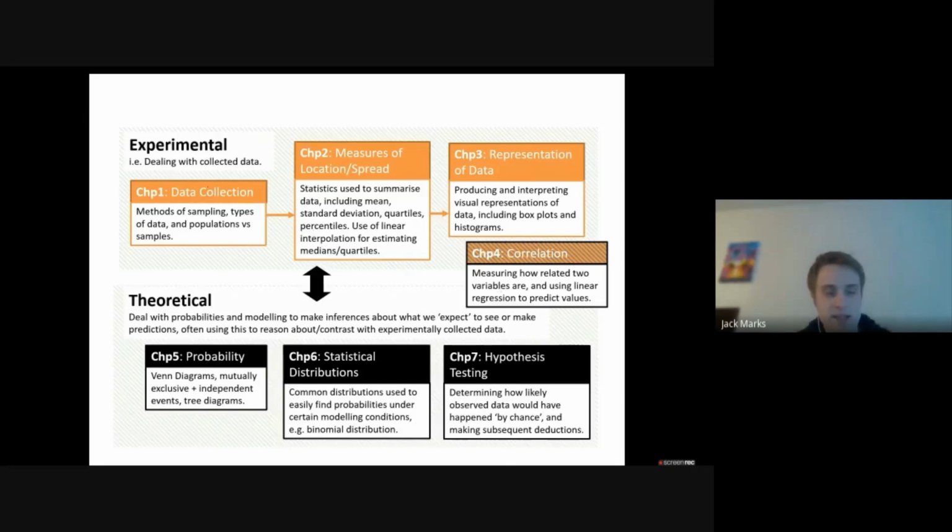So this continues with the idea then of dealing with probabilities in a more theoretical sense. It's very, very closely linked to chapter 6. Please make sure that you have mastered chapter 6 before you attempt this chapter.